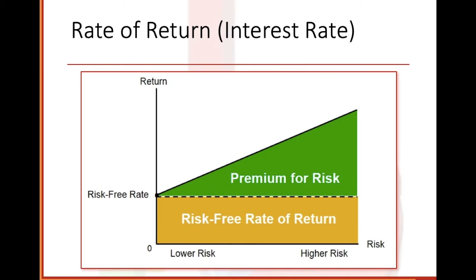So rate of return, interest rates: on the y-axis we have return, on the x-axis we have risk, lower risk, higher risk, and then right here premium for risk. We also have our risk-free rate of return, that's this shaded area in yellow, and in green is a premium for risk. So the higher the risk, the larger the return. Typically whenever you have newer companies, you have a higher risk because of the market and people don't really know your company that well.